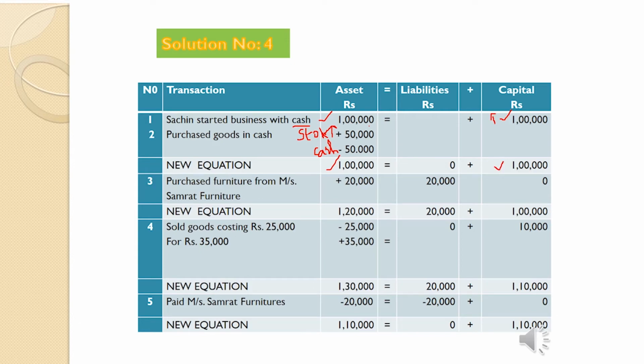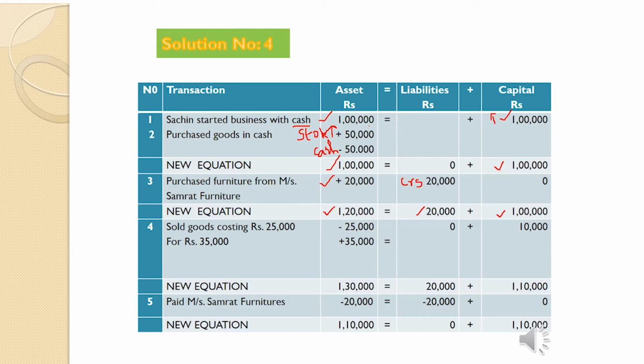Then purchase furniture from Samrat company. Here asset furniture value increased. Liabilities, creditors also increase. So creditors 20,000 increase, so add 20,000. Already we have 1 lakh value of asset. Now the furniture value increased, so 1 lakh plus 20,000 is 1 lakh 20,000. Here liabilities increased 20,000, capital is 1 lakh. So 1 lakh 20,000 is equal to 1 lakh 20,000.